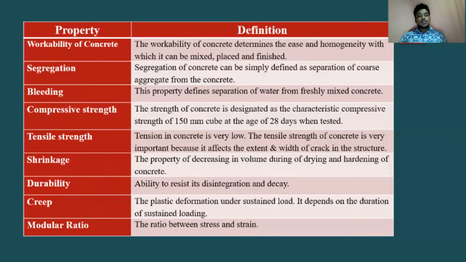Segregation is separation of coarse aggregate from the concrete. A good concrete should show less segregation after mixing. Bleeding makes the concrete weak. Compressive strength is also a very important property of concrete. Tensile strength affects the extent and width of cracks in the structure. Shrinkage causes surface cracks. Durability is also very important to the concrete.